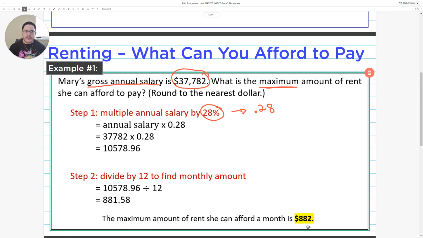Again, this is a rule of thumb. This is not the absolute maximum, but this is something to think about in order to live comfortably with your rental. Because besides the rent, you also have to be responsible for bills, groceries, and other expenses like entertainment. Maybe you want to eat out every now and then. Maybe you need to save for other purchases down the line. This is a rule of thumb to be able to comfortably afford renting a place. So, this is it for example 1.